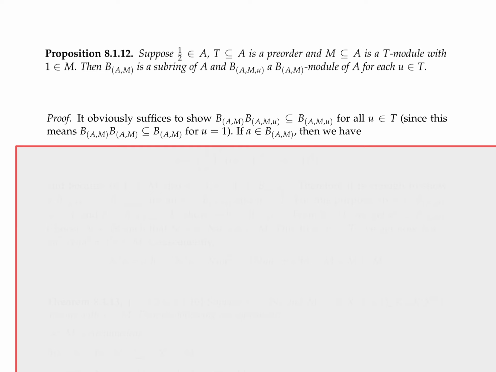If you look that up, then you see that this is enough to show that 0 lies herein, and it's closed under addition, which is clear, and it's closed under multiplication with elements from this thing. So it's enough to show this for all U in T. So fix an A in BAM.